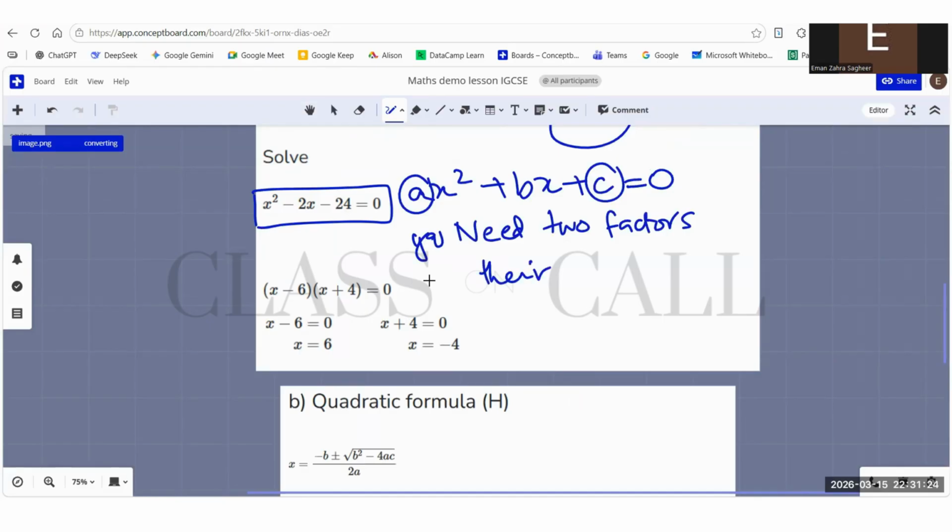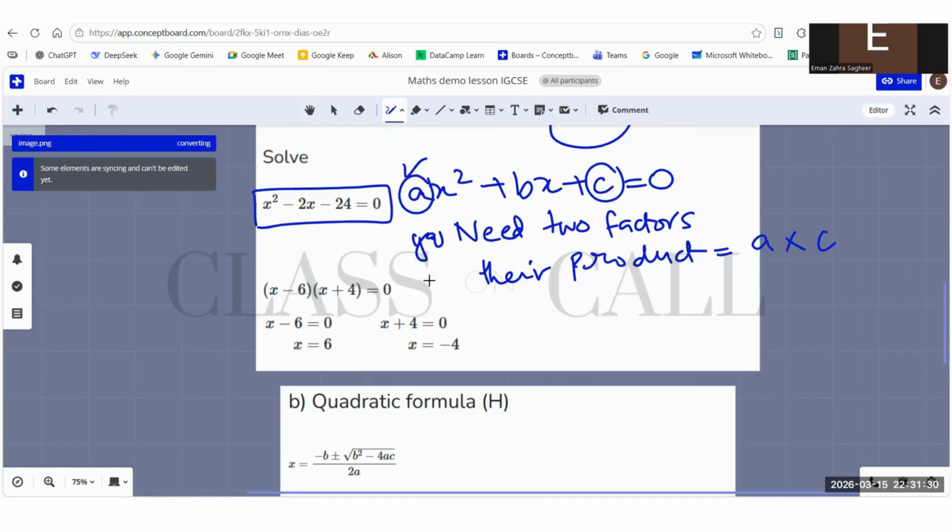You need two factors whose product is equal to a times c, meaning you need to multiply a and c, okay? And their sum, when you sum those factors, you get b. And do not forget the sign with b. If it's negative, then the sum has to be negative, okay? So their sum is equal to b.